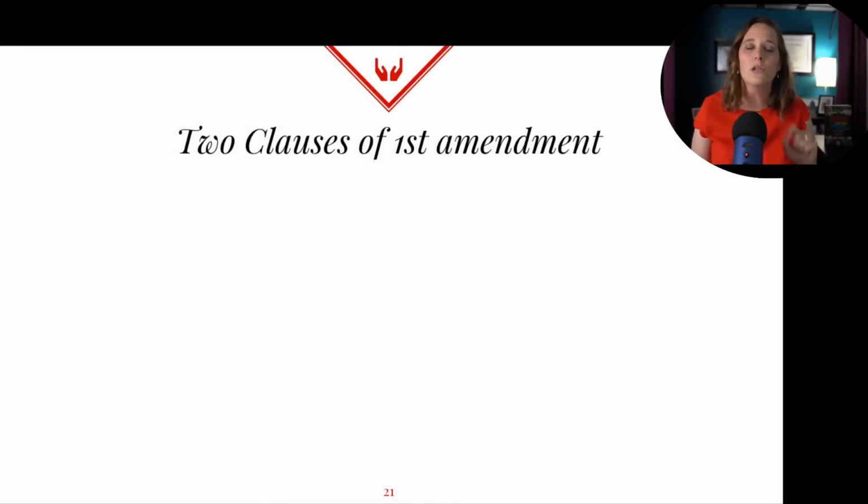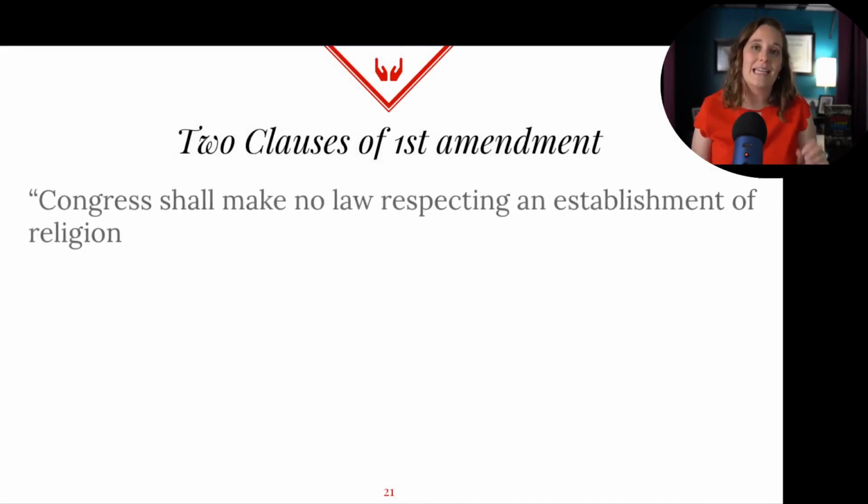And there are 2 clauses in that First Amendment that relate directly to religion. The first is the Establishment Clause, which says that Congress shall make no law respecting an establishment of religion. So why did they create this? Well, they wanted to prevent the establishment of a national religion. And you're like, well, that seems weird. Why would we do that?